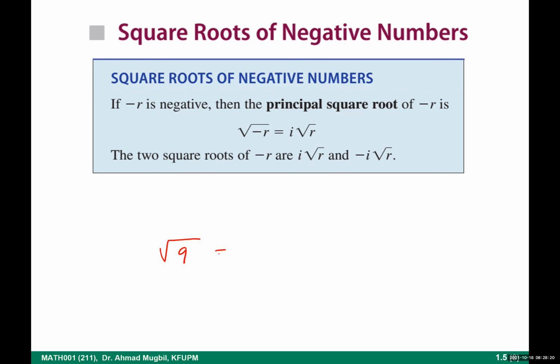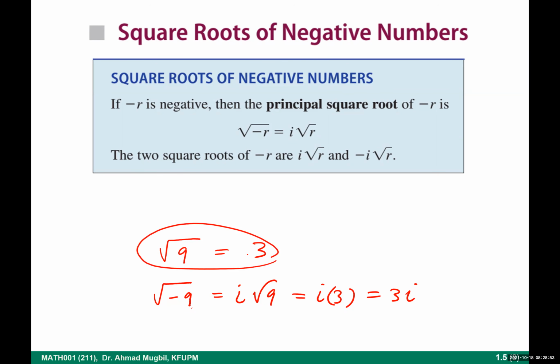What is the square root of 9? 3, not positive or negative 3. Similarly, what is the square root of negative 9? Why do we study complex numbers? This is i times the square root of 9, which is i multiplied by 3. It is 3i. So similarly, it is not positive or negative 3i. Here we call it the positive square root, or the principal root.